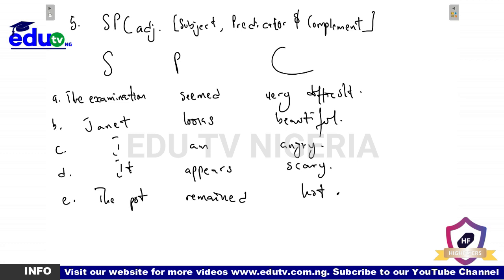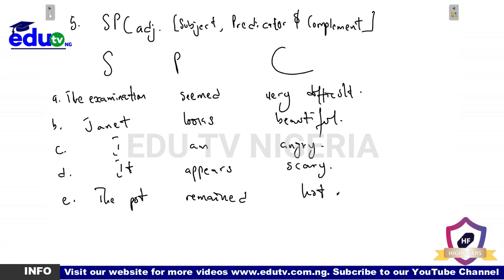Very difficult is an adjectival phrase. Beautiful is an adjective or a single word, which we could also actually call an adjectival phrase too. Angry, the same thing, an adjectival phrase. Scary, an adjectival phrase. Hot, an adjectival phrase. Don't forget that one of the things you note about adjectives is that adjectives usually describe nominal items. Right? So the examination seemed very difficult.